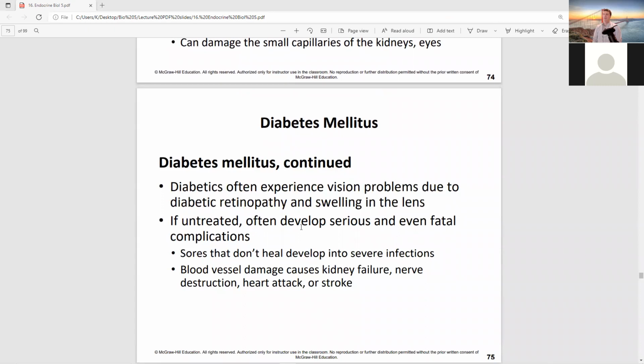Diabetics often experience vision problems due to diabetic retinopathy and swelling in the limbs. If untreated, they often develop serious and even fatal complications. Sores that don't heal develop into severe infections. Blood vessel damage causes kidney failure, nerve destruction, heart attack, or stroke.